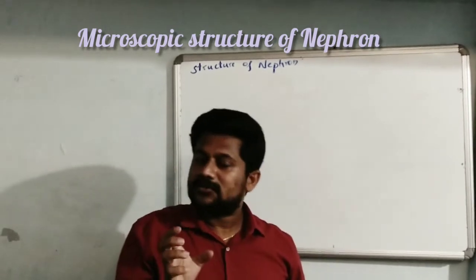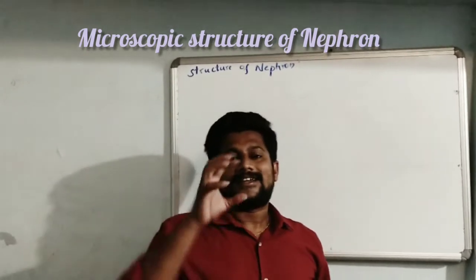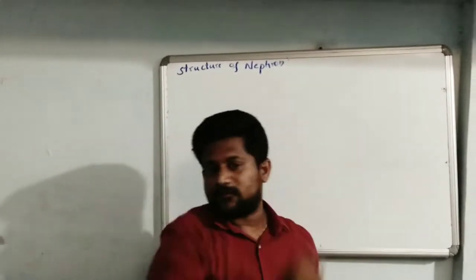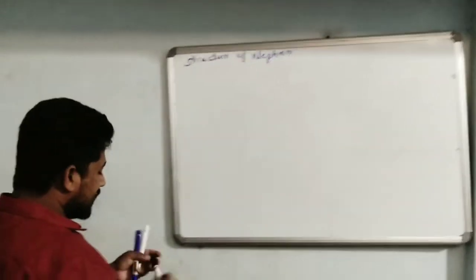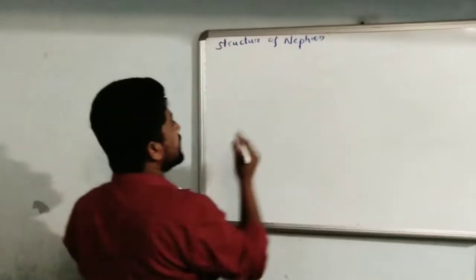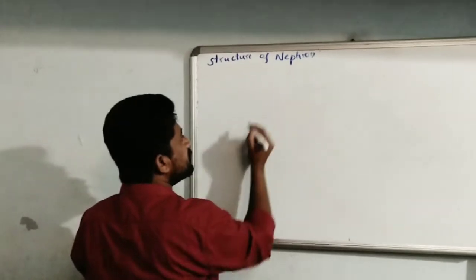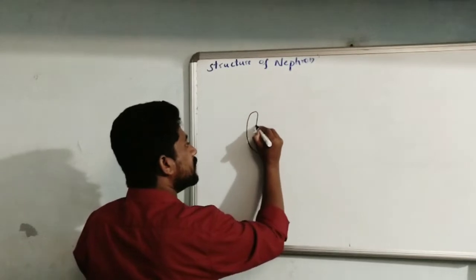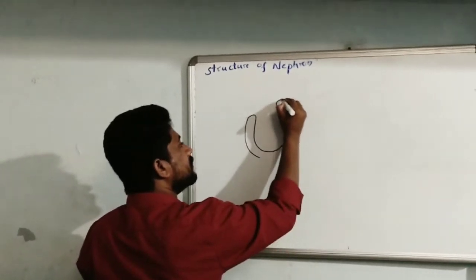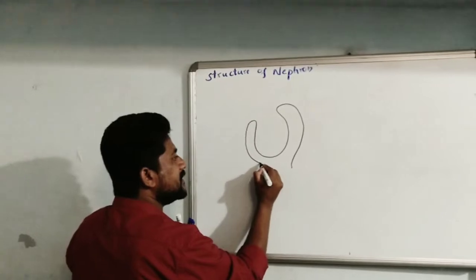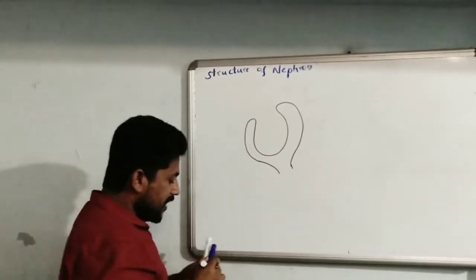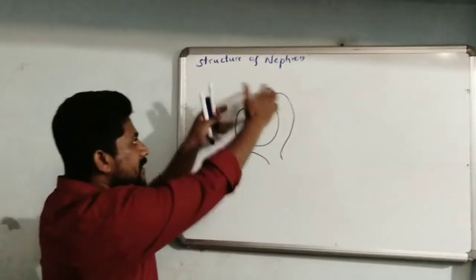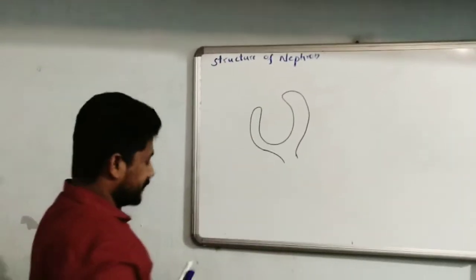What is the Malpighian body? The glomerulus and the double layered Bowman's capsule together form a Malpighian body. Let's see the diagram of the Malpighian body. This is a double layered Bowman's capsule. It's a cup-like, double layered structure.